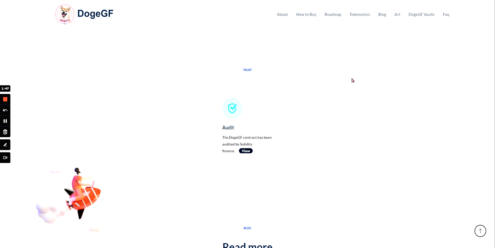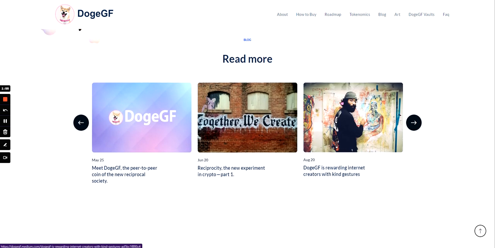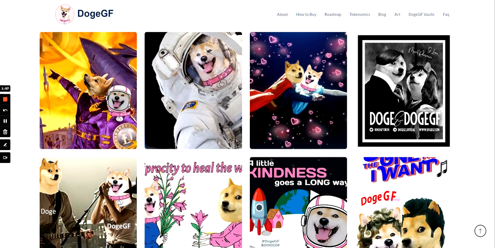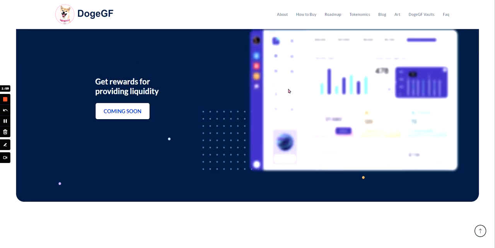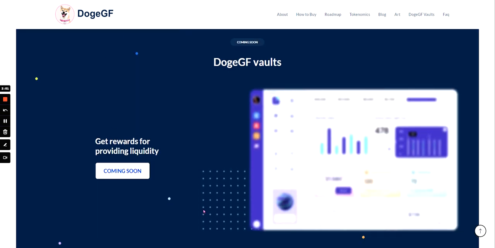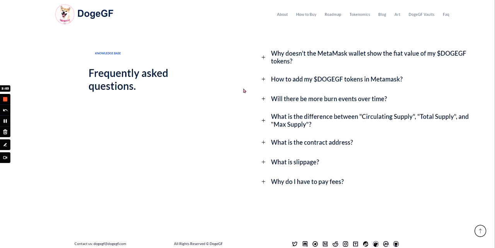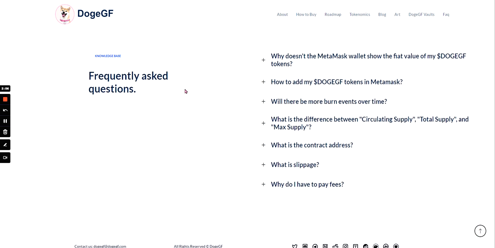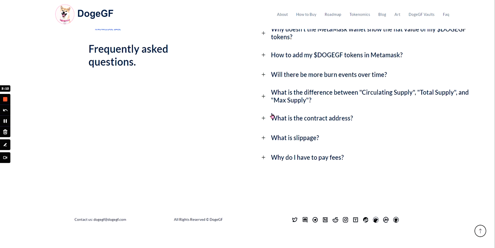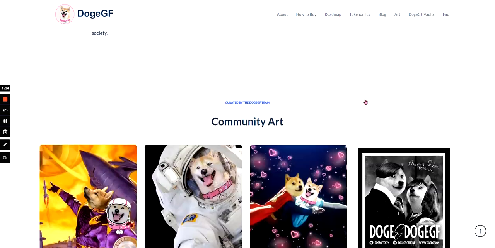And they have been audited and they showed it on the website, which is good because that means kind of like their contract is doing what it says, like all the tokenomics are correct. They also have the community on their website, and they've got vaults coming soon. They also have an FAQ, which I think is good because then you ain't gotta ask them and wait for a response for some questions, which you can just look on their website at their FAQ if you have any questions.